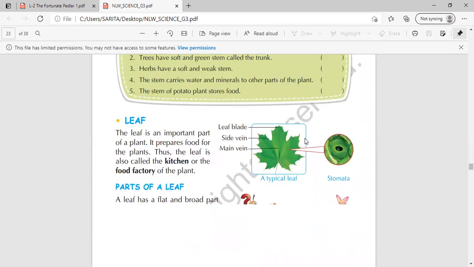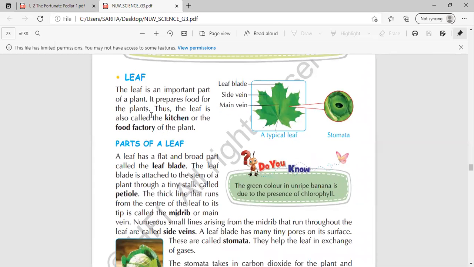Next part is leaf. The leaf is an important part of a plant. The leaf is a very important part for a plant. It prepares food for the plants. It cooks food as your mother cooks food in the kitchen. Your mother, your grandmother, or any other person, they cook food in your kitchen. But in a plant, the leaf prepares food for the plant.